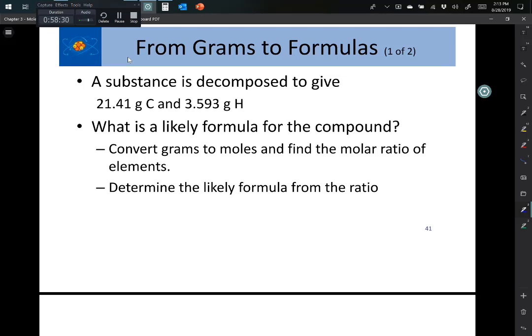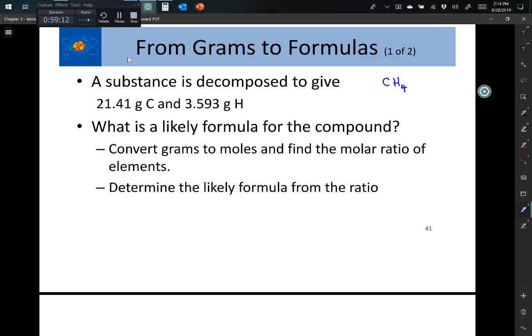It turns out that if you're given the grams of each substance in a compound, you can figure out the likely empirical formula for the compound. If you have a formula like CH4, what does that mean? There's 1 carbon and 4 hydrogens. So it's giving you the ratios of moles of carbon to moles of hydrogen. If I gave you data of 21.41 grams of carbon and 3.593 grams of hydrogen that came from 1 compound.